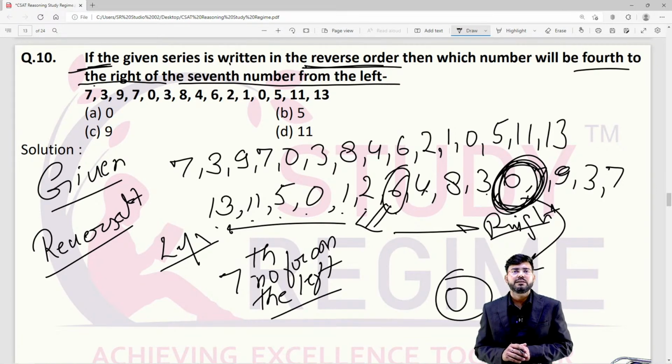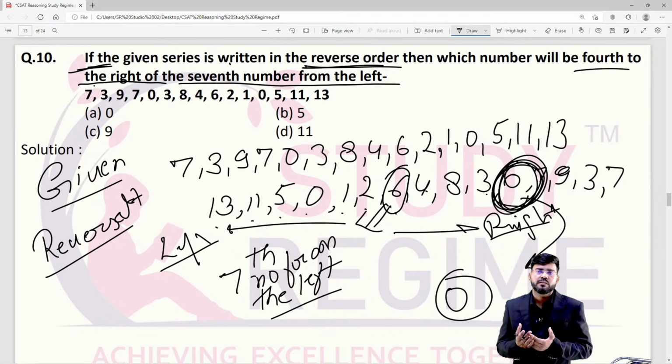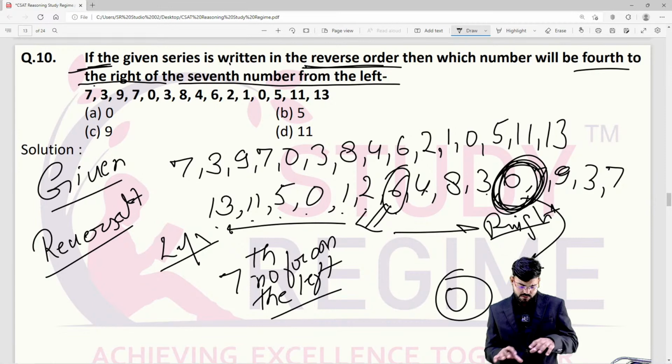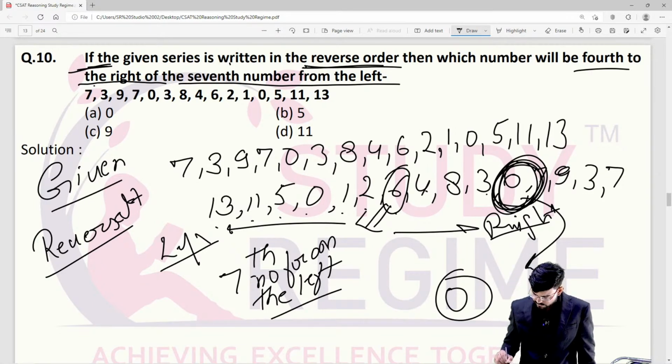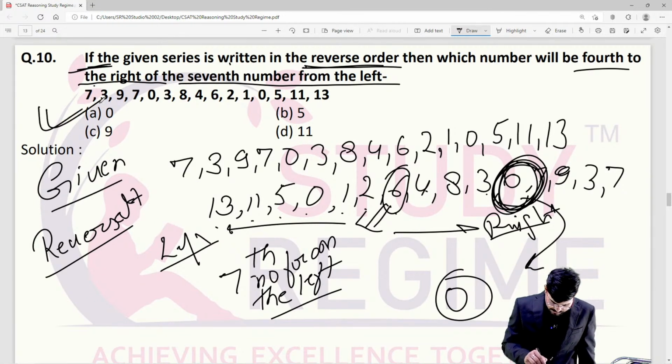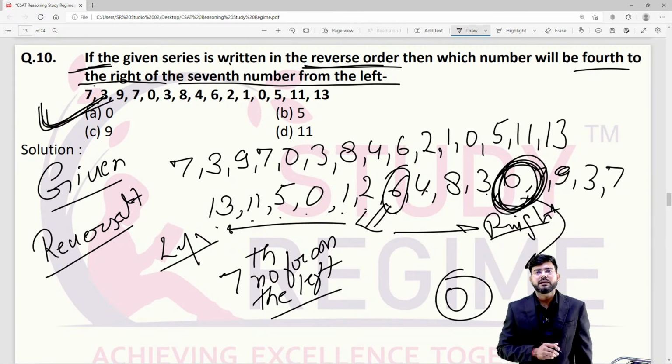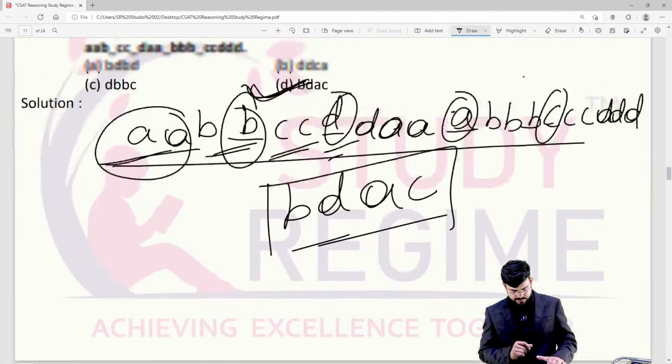Got it? Very easy. Here in this question the series is given and you just have to reverse the series and do as the question says. Just follow what the question is saying. So your answer will be 0, question 10, part A. Clear? Any doubt till now? So let's have a quick revision of these 10 questions that I have done.